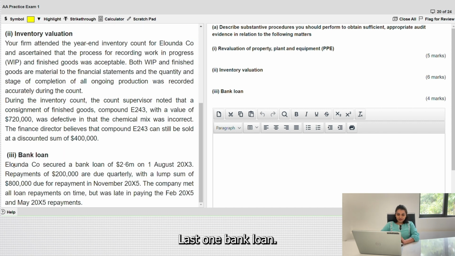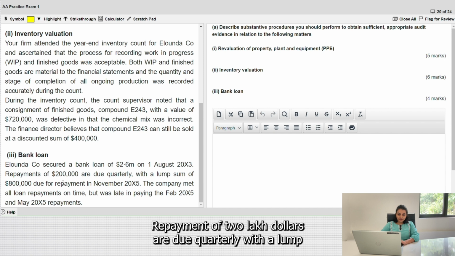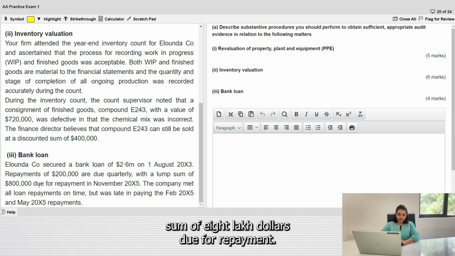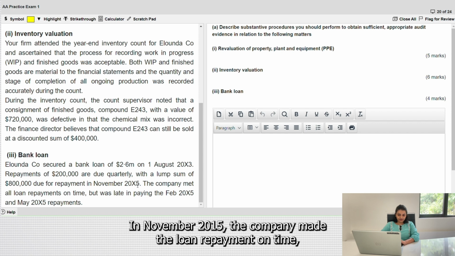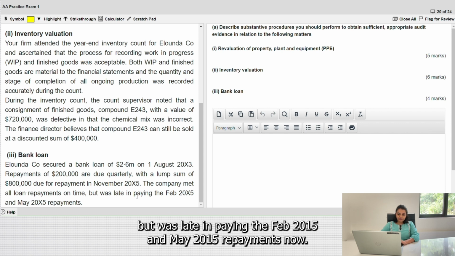procedures. Moving on to our last one, bank loan. Elda Co. secured a bank loan of 2.6 million on 1st August 2013. Repayments of $2 lakh are due quarterly with a lump sum of $8 lakh due for repayment in November 2015. The company met the loan repayment on time but was late in paying the Feb 2015 and May 2015 repayments.